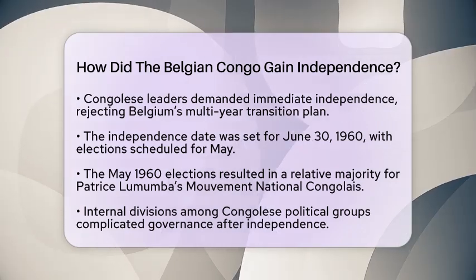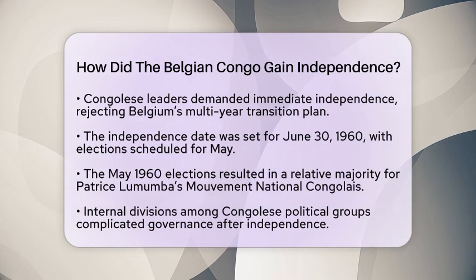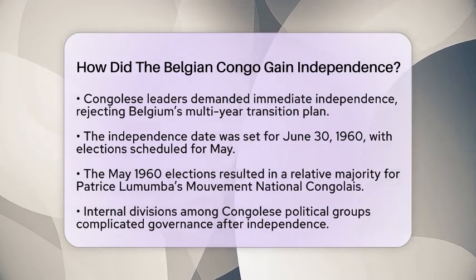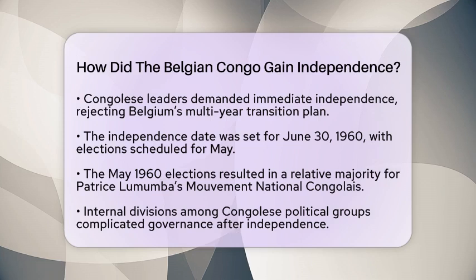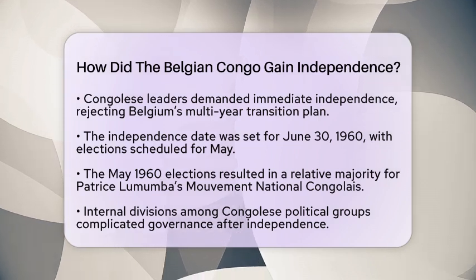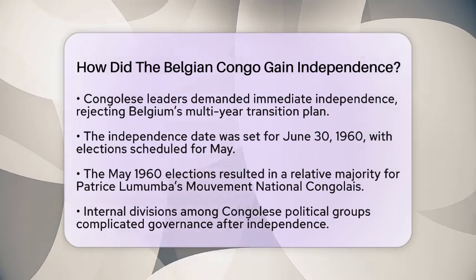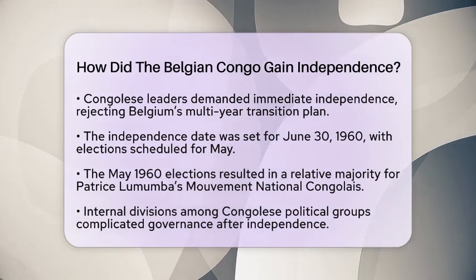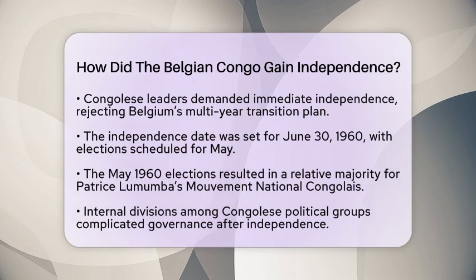year. The May 1960 elections resulted in a relative majority for Patrice Lumumba's Mouvement National Congolais, a party advocating for swift independence. However, internal divisions soon emerged among Congolese political groups, complicating governance after independence.